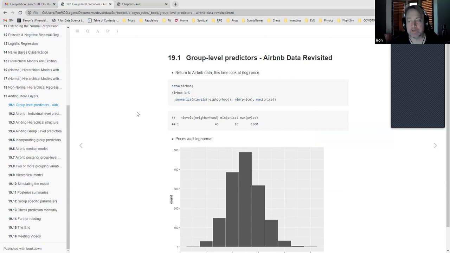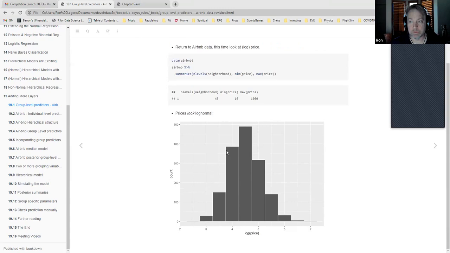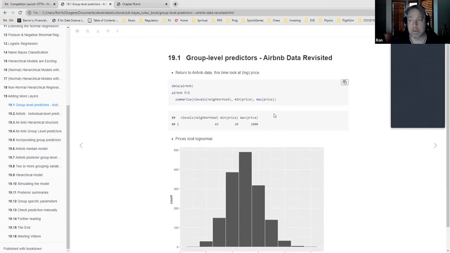So first we're going to look at group level predictors. I'm going to go back to that Airbnb data that we looked at previously, but instead of the number of reviews, we're going to look at the price. And without any detailed justification, we'll take the log price. The reason is that the log price looks more normally distributed, since prices and money are often log normally distributed.